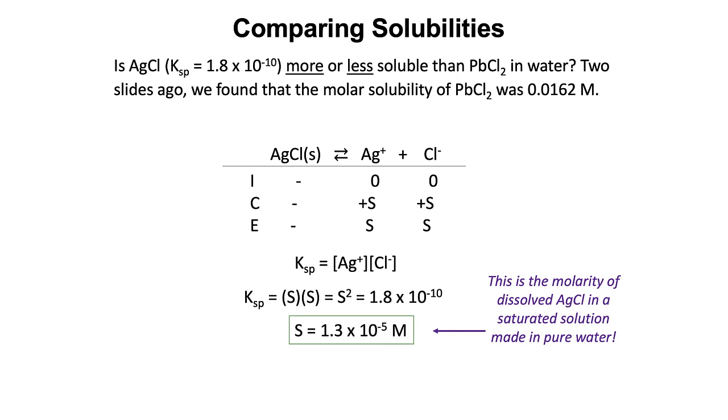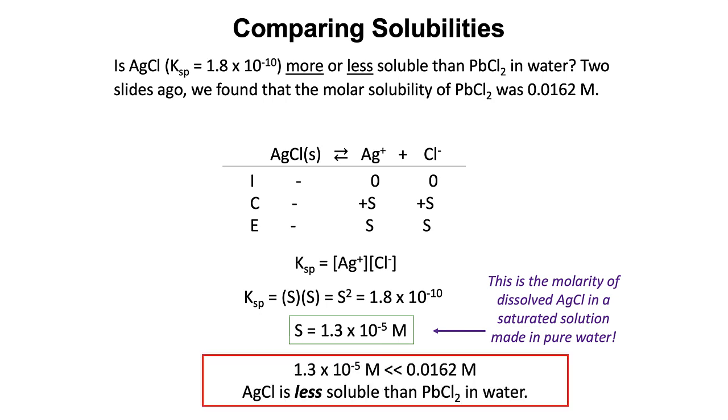Once we have this, we know the KSP is going to be the silver plus multiplied by the chloride, so we put in those S values, the unknown that we're calculating for, and we see that the solubility is equal to 1.3 times 10 to the negative 5. This is how much silver chloride is going to dissolve in a water solution that doesn't have any silver chloride in it at all. And what we conclude here is that this is smaller than the lead-2 chloride solubility, and therefore it's less soluble. It's quite a bit less soluble. It's about 1,000 times less soluble, and that's our answer here.